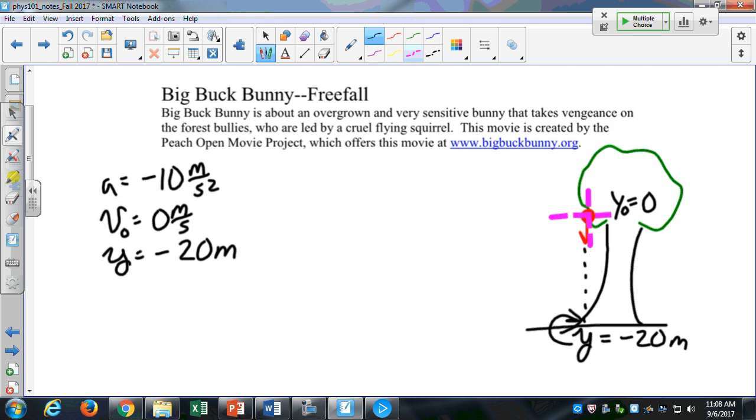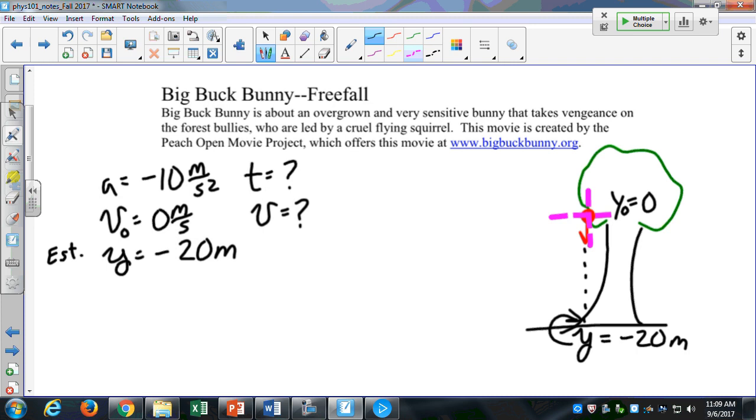So I just estimate this. I've estimated the y height, the change in position for this peach or apple or whatever. I don't know the time, and I also don't know what the final velocity is. But I can figure out the time, and I can figure out the final velocity. So there are a couple of ways I can do this.